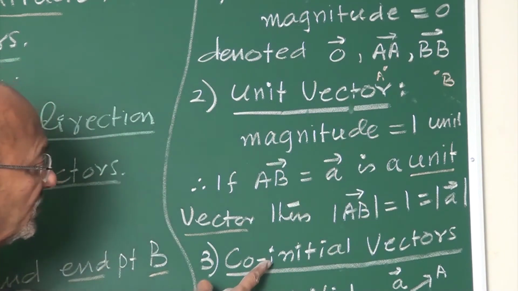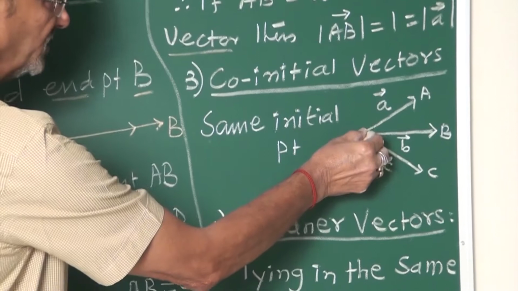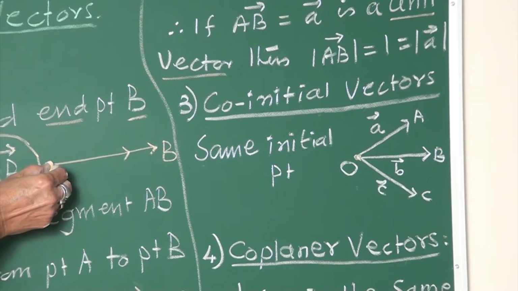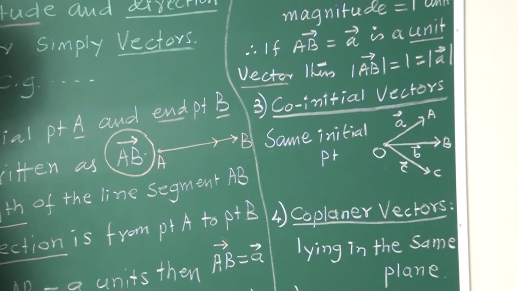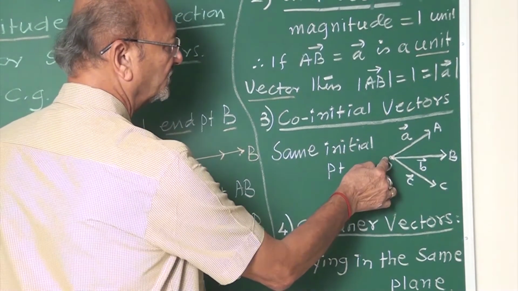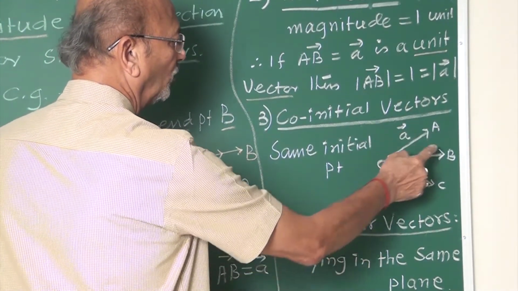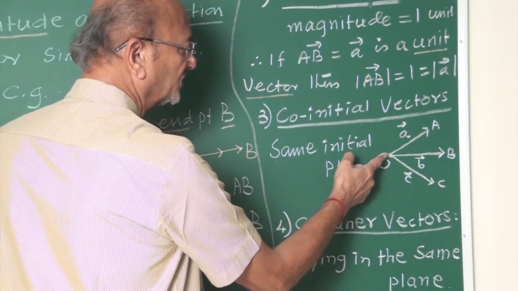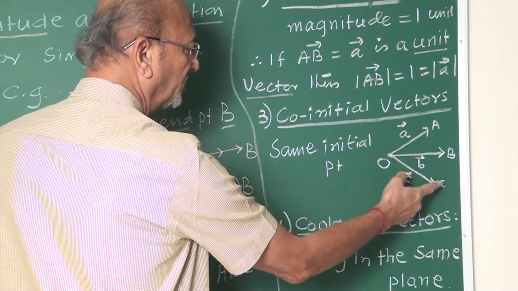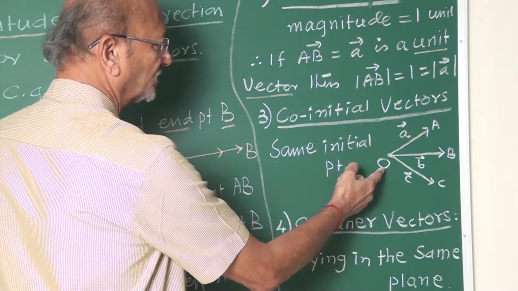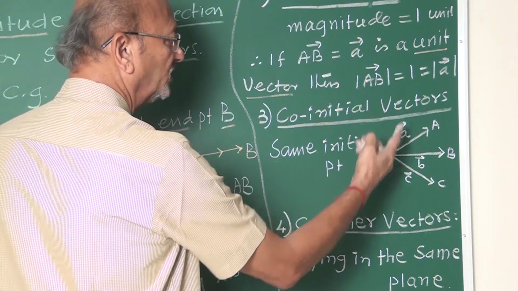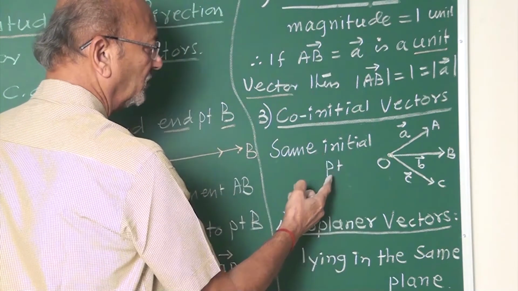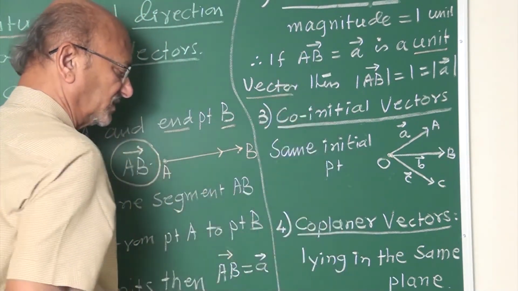Then comes co-initial vectors. Initial means what, my friends? Initial point. This is the initial point of the vector. If there are more than one vectors with the same initial point, OA, OB, OC, these vectors, they have the same initial point with different endpoints, then such vectors are said to be co-initial vectors. You mean their initial point is the same. Such vectors are co-initial vectors.